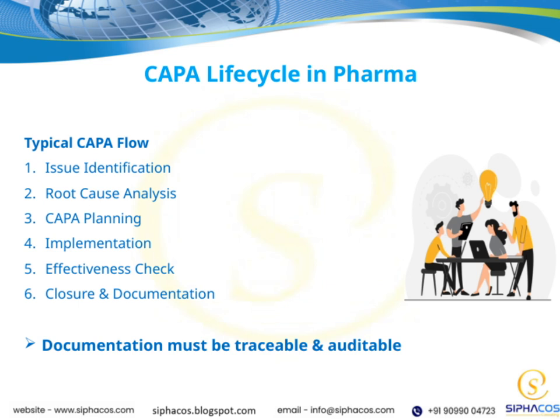After planning, we focus on implementation, putting our corrective and preventive actions into effect. Then, we conduct an effectiveness check to ensure that the actions taken have successfully resolved the issue and prevented future occurrences. Finally, we close the CAPA and document everything thoroughly. It's essential that all documentation is traceable and auditable, especially in pharma, because it supports compliance and continuous improvement. This CAPA lifecycle is fundamental to maintaining quality, safety, and compliance throughout the pharmaceutical manufacturing process.